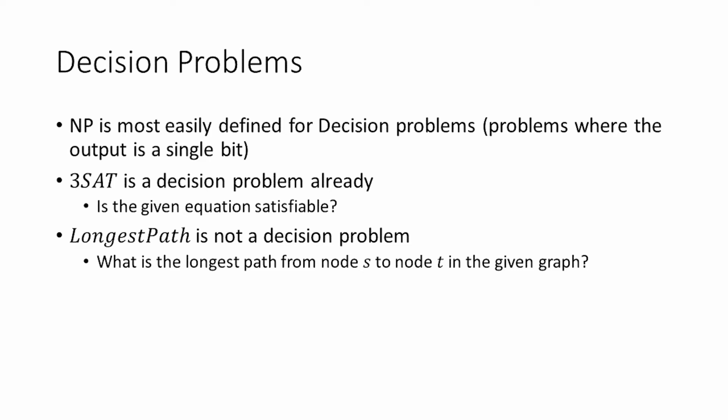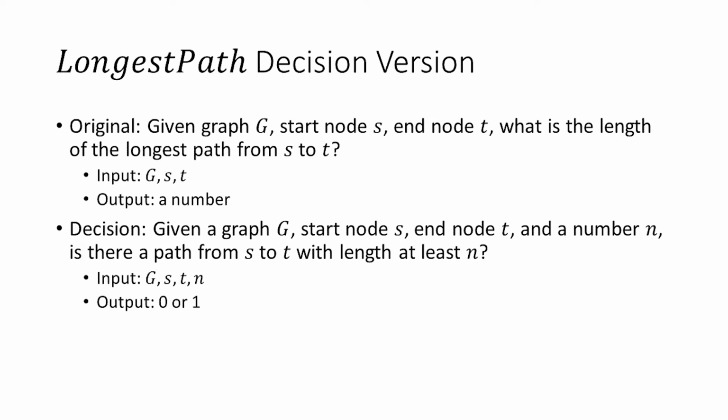3SAT, on the other hand, is a decision problem because we were asking this yes-no question: was the given formula satisfiable? So it's just going to be really, really easy for us to define our complexity classes going forward if we're looking exclusively at decision problems. So what we're going to do is think about longest path as a decision problem. We're going to figure out a way to modify this longest path problem so that its output is a single bit. So we're going to make a yes-no version of this longest path problem.